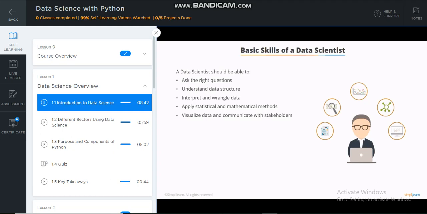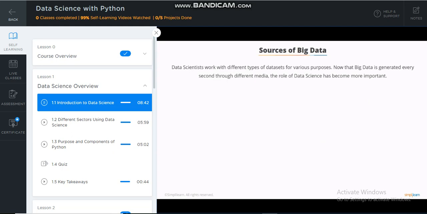To get these skills, they should follow a distinct roadmap. It's important they adopt the required tools and techniques like Python and its libraries. They should build projects using real-world datasets that include data.gov, NYC Open Data, Gapminder, and so on. They should also build data-driven applications for digital services and data products. Scientists work with different types of datasets for various purposes.